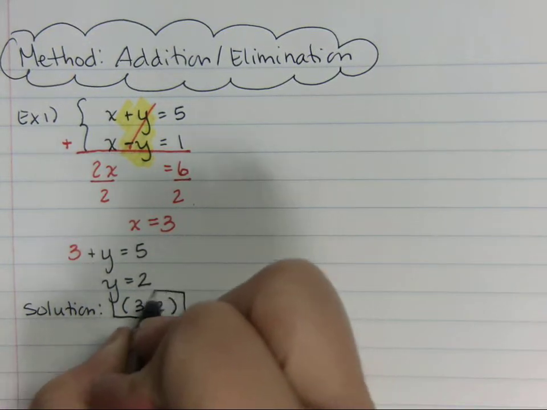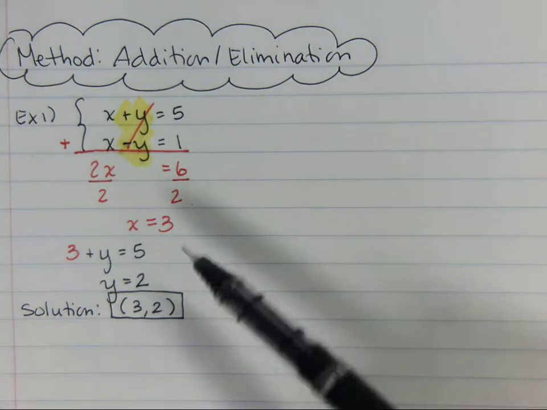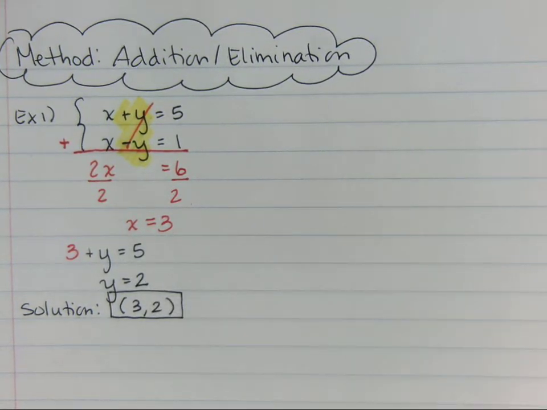Now again, remember, it is possible to have fractions or decimals, but in this case, we end up with integer values. And this is your addition-elimination process.